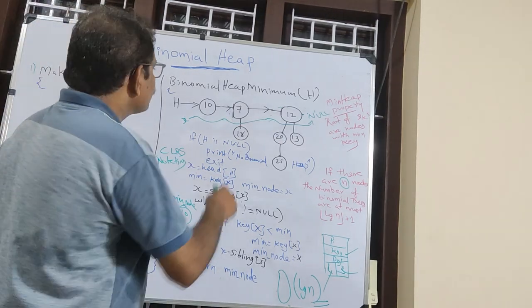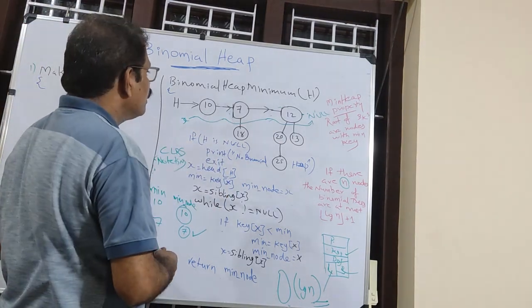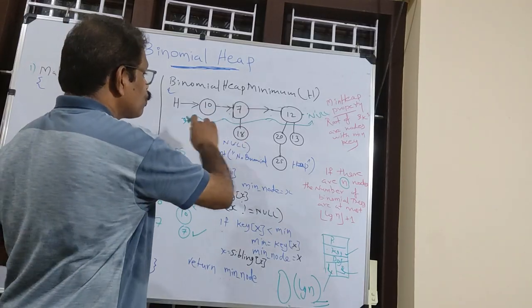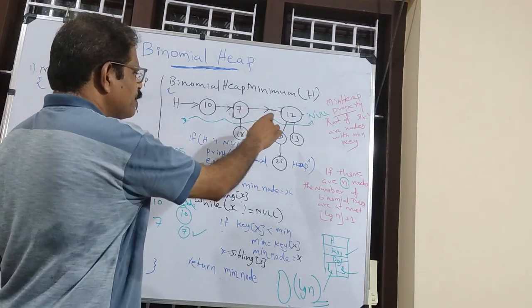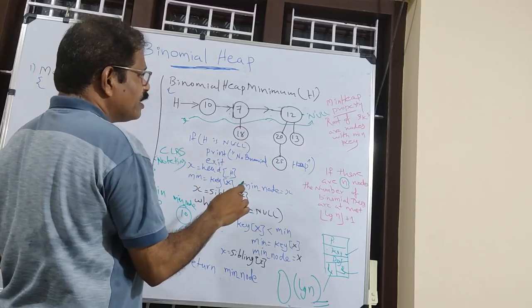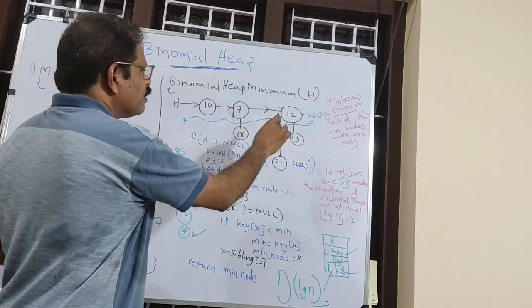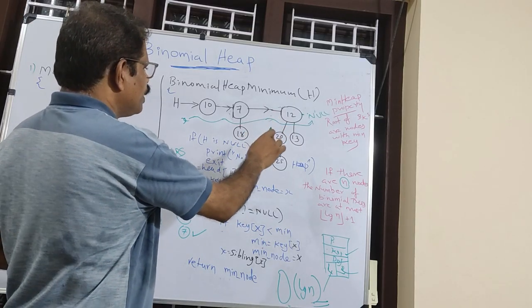And remember, the minimum values are appearing in these roots because every binomial tree maintains the minimum heap property.